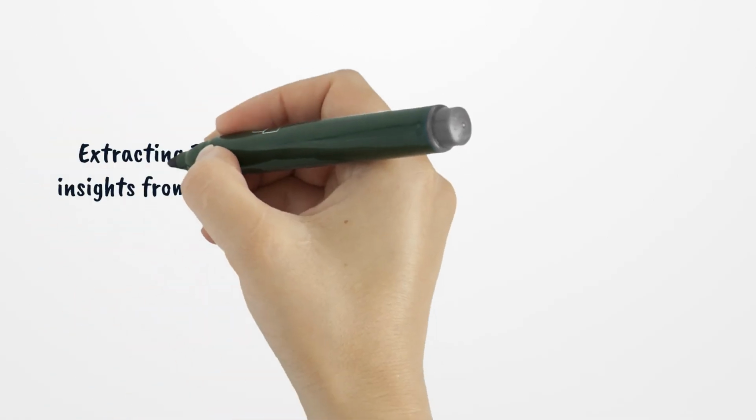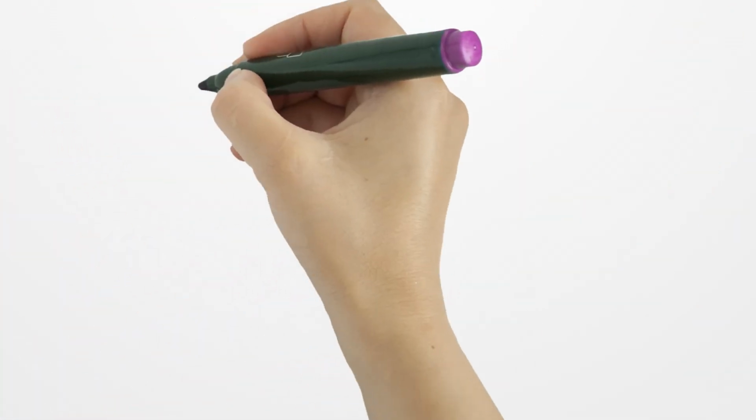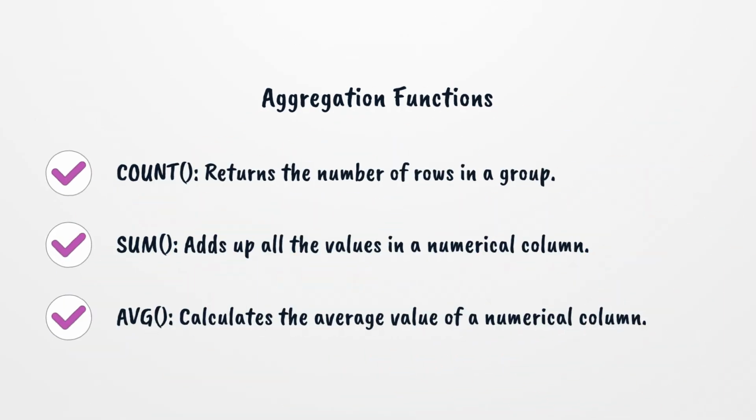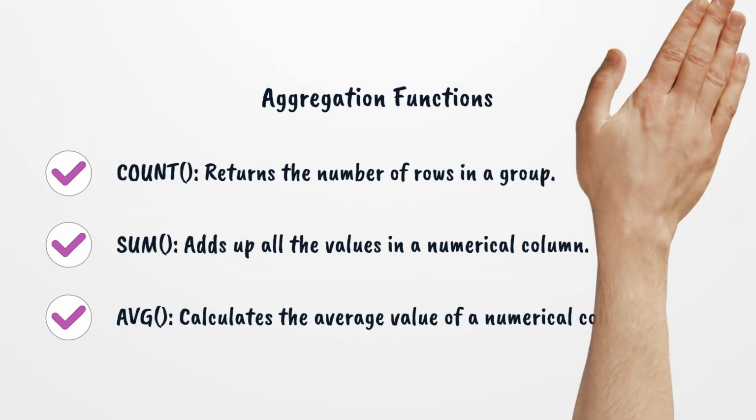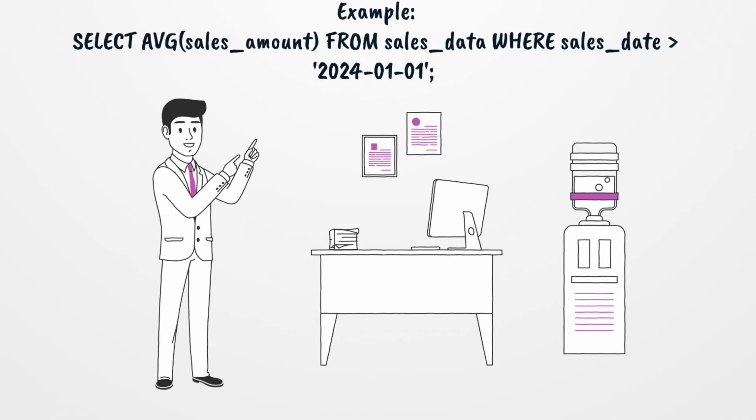Extracting insights using SQL. SQL is crucial for extracting insights from data, and business analysts use several functions and clauses to analyze trends, compare datasets, and generate useful reports. Aggregation functions. Count returns the number of rows in a group. Sum adds up all the values in a numerical column. AVG calculates the average value of a numerical column. Example. Select AVG(sales_amount) from sales_data where sales_date is January 1st, 2024.